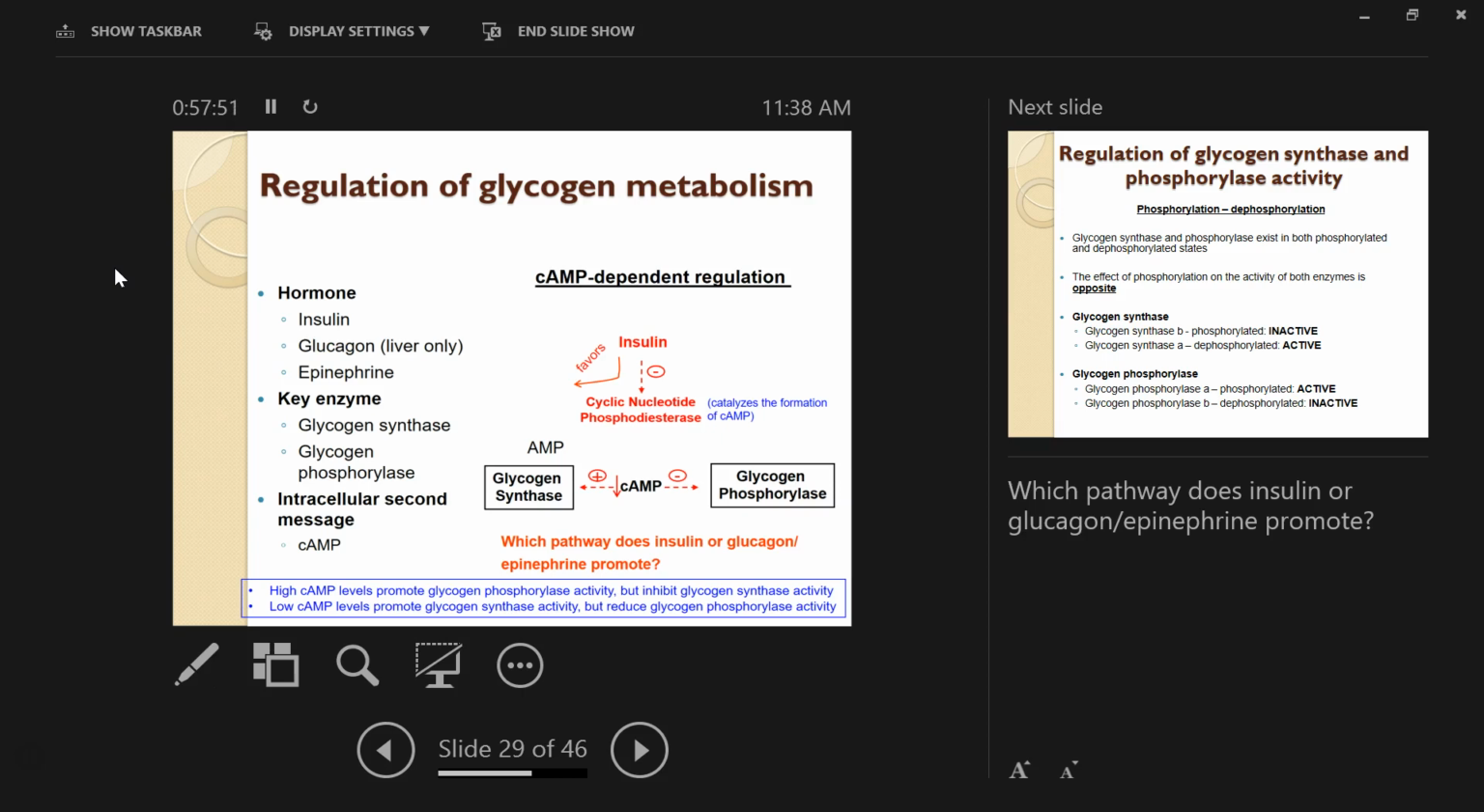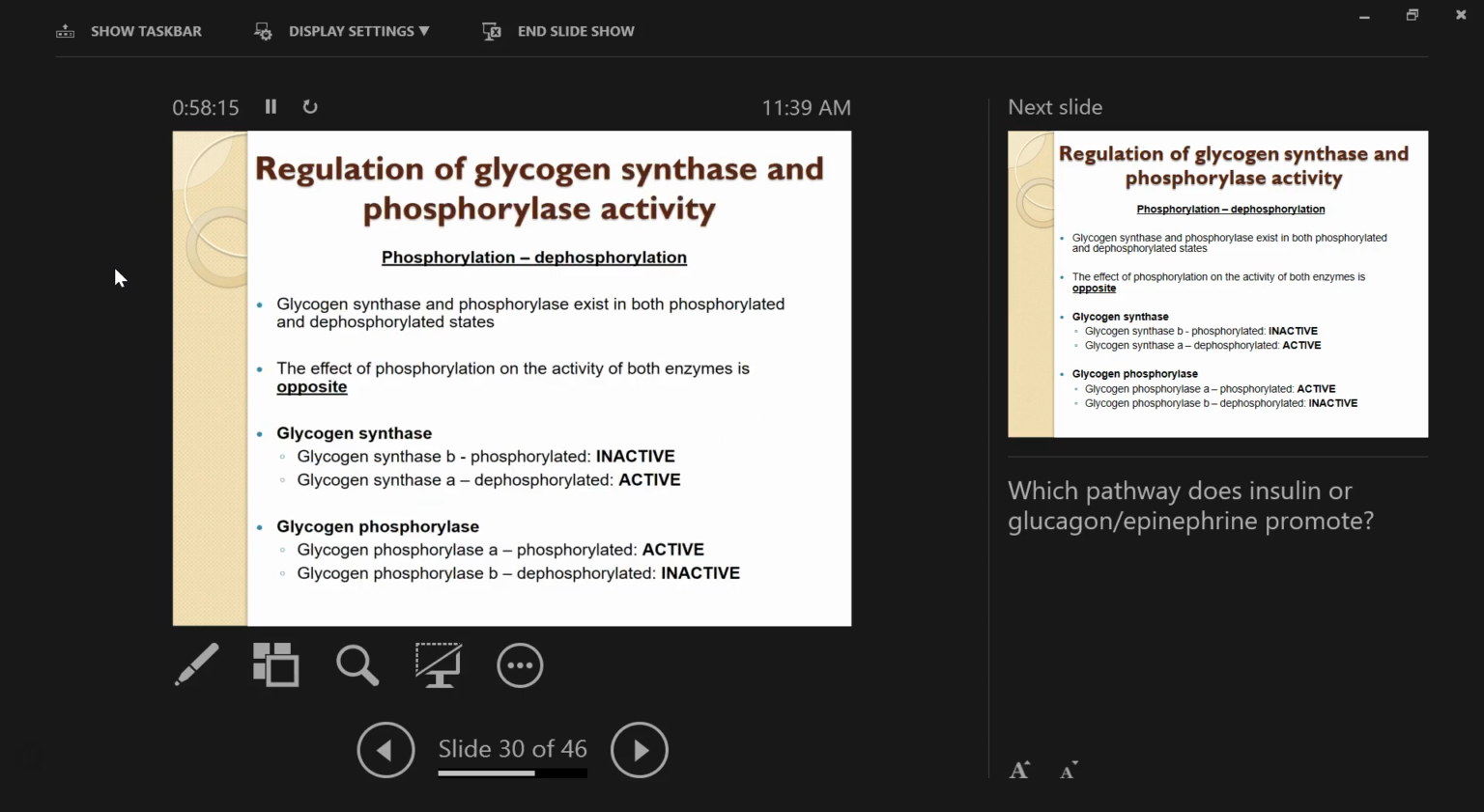So here's something that may help you remember: high cyclic AMP level promotes glycogen phosphorylase but inhibits glycogen synthesis activity, and low cyclic AMP promotes glycogen synthesis and decreases glycogen phosphorylase activities.